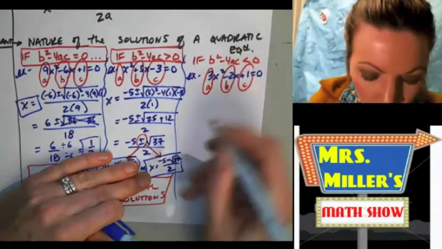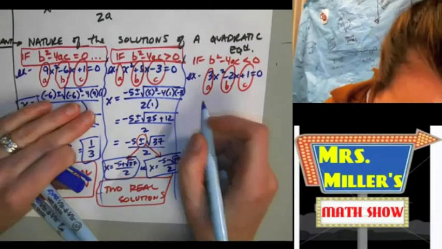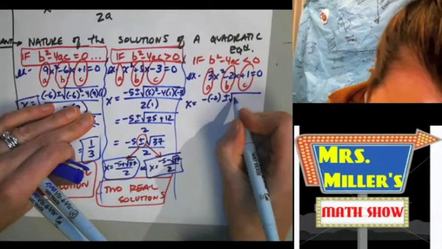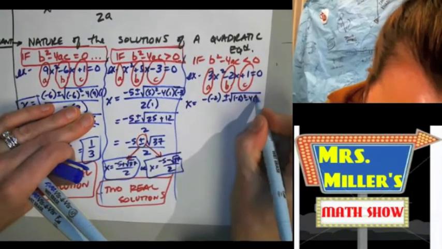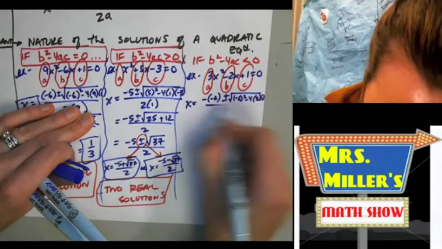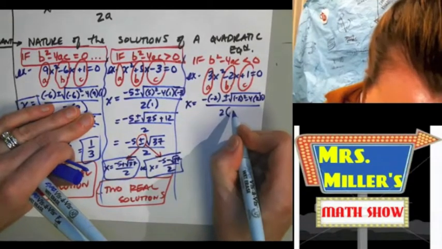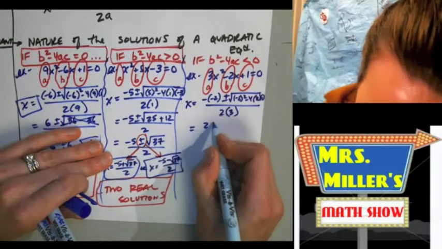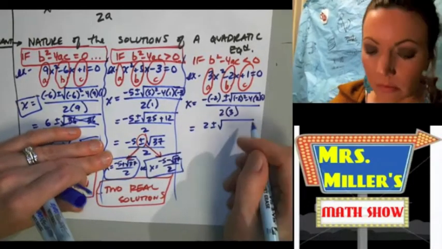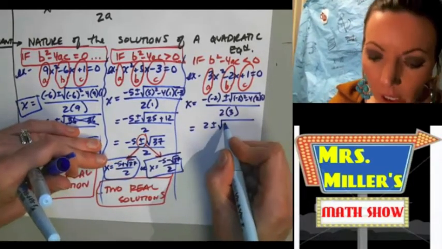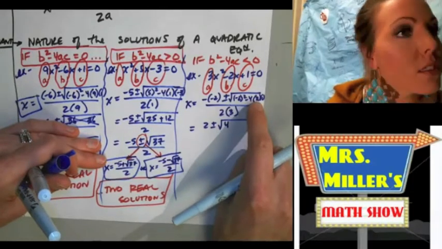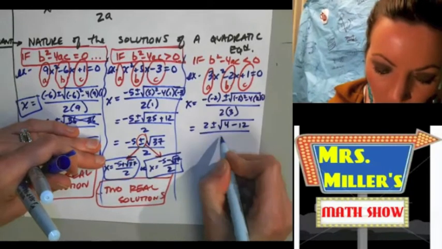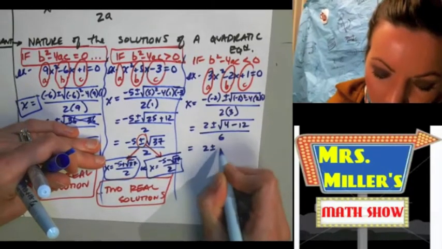Okay, so plugging these into the quadratic formula, we get negative 2 plus or minus the square root of 2 squared minus 4 times 3 times 1, all over 2 times 3. Sorry, I know that's kind of hard to see. So we get negative 2 plus or minus the square root of, what's 2 squared? 4. 4 times 3 is 12, and 12 times 1 is 12, so 4 minus 12. So negative 2 plus or minus the square root of negative 8 over 6.